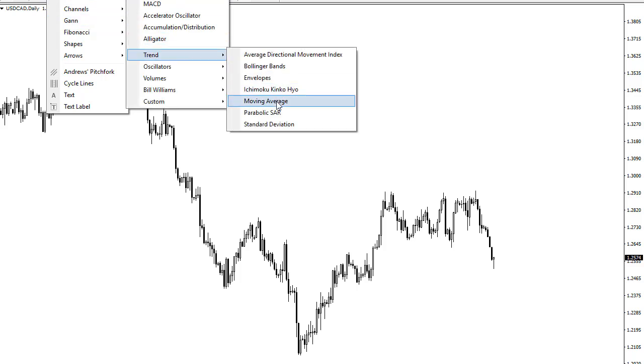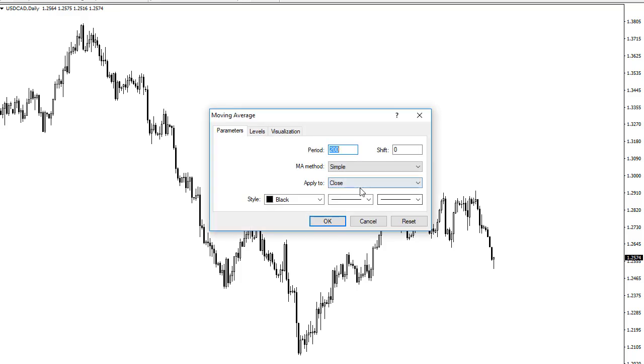One thing that causes a lot of argument is simple, exponential, smooth, linear, or weighted. Smooth and linear or weighted you hardly ever see. Exponential and simple are slightly different in the fact that a moving average is, in this case, 200 candlesticks, the average price at the close of each candle. It'll plot this as a line.